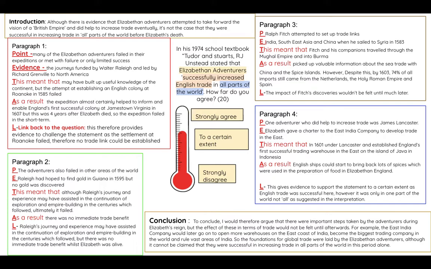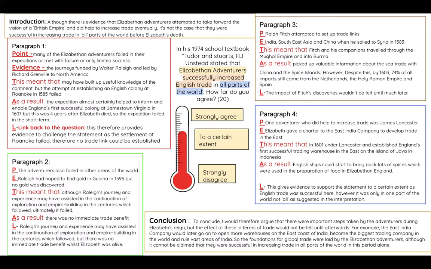My third paragraph, I would look at Ralph Fitch's attempt to set up trade links now, so we're looking more at the east in terms of trade. So my evidence then, so India, Southeast Asia and China when he sailed to Syria in 1583. So this meant that Fitch and his companions travelled through the Mughal Empire into Burma, and as a result they picked up valuable information about the sea trade with China and the Spice Islands.